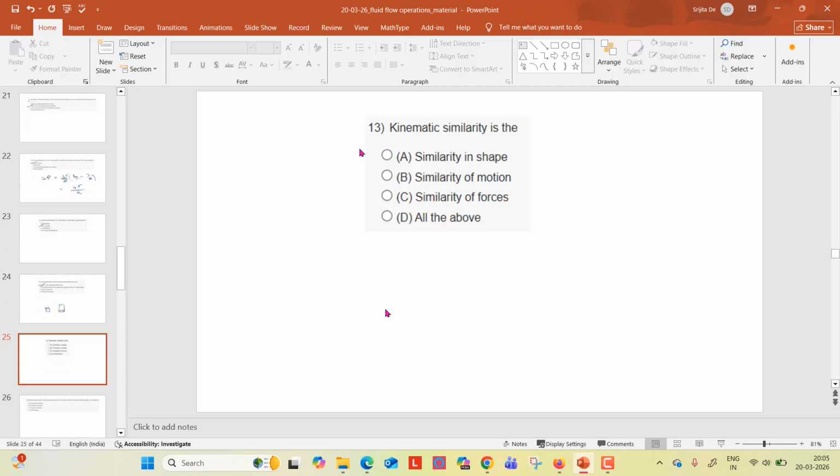This is option A. Kinematic similarity is the similarity in shape, similarity in motion, similarity in forces. Kinematic similarity talks about how fast a system progresses. It is always related to the motion.